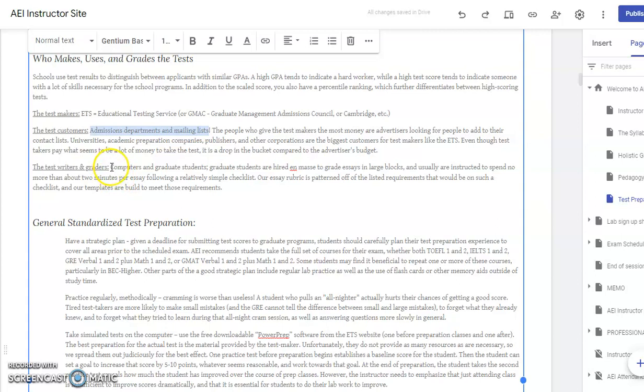Then, as far as the test writers and graders, mostly grad students. Computers grade the multiple choice sections of the test, and graduate students, people who are working on their master's degrees or their PhDs, are hired en masse to grade essays in large blocks, usually over a weekend in a hotel conference center. They're usually instructed to spend no more than about 2 minutes per essay, following a relatively simple checklist, and our essay rubric is patterned off of the listed requirements that would be on such a checklist. Our templates are built to meet those specific requirements.